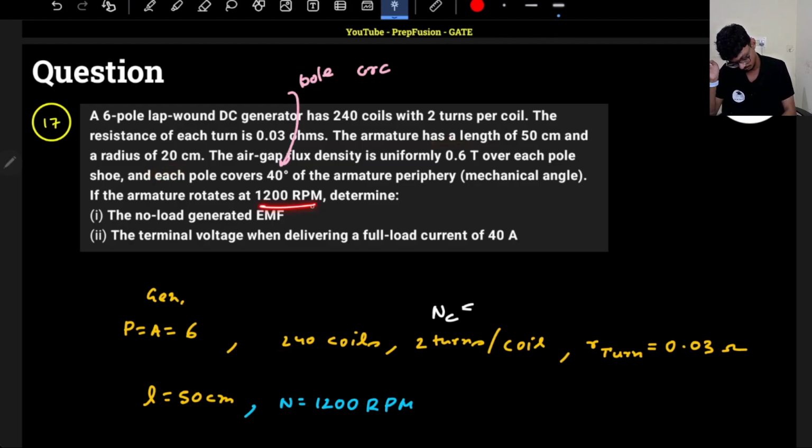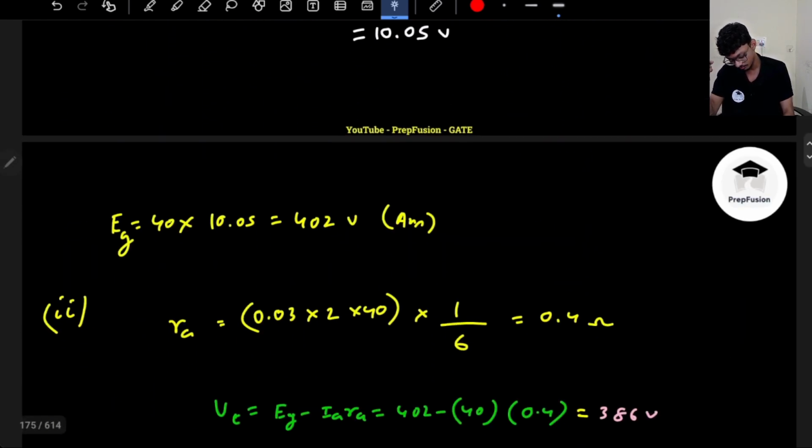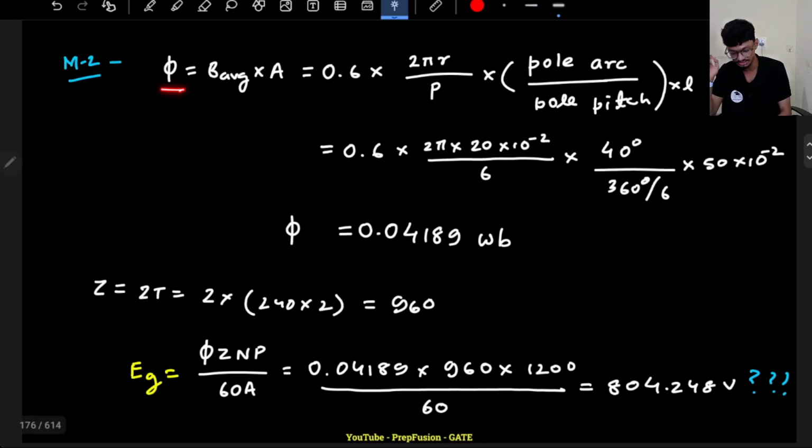Okay, I know the speed, I know everything. I just don't know the flux per pole, but I know the flux density. So I will go the other way around now. What I will do is calculate the flux per pole.